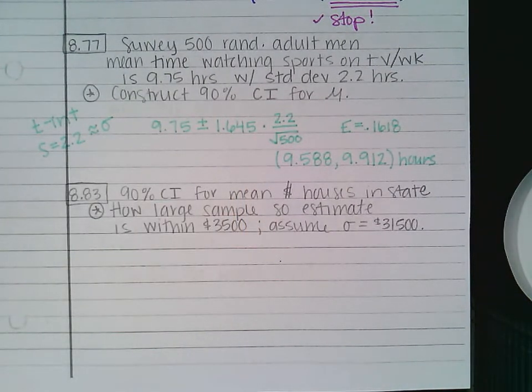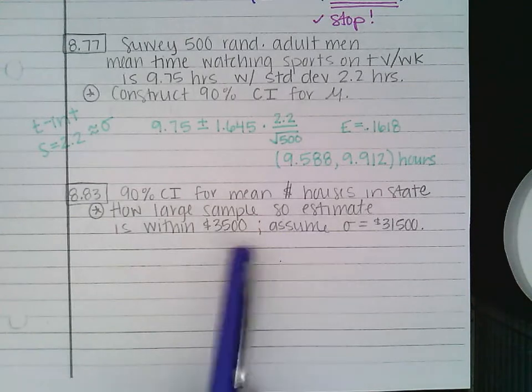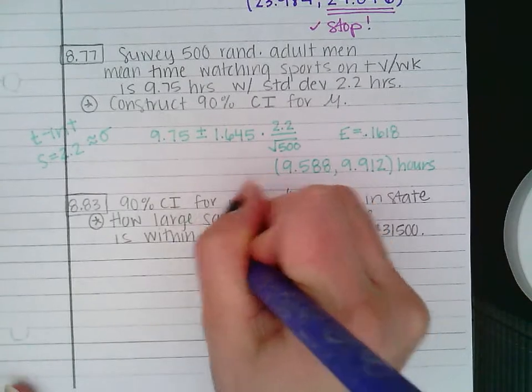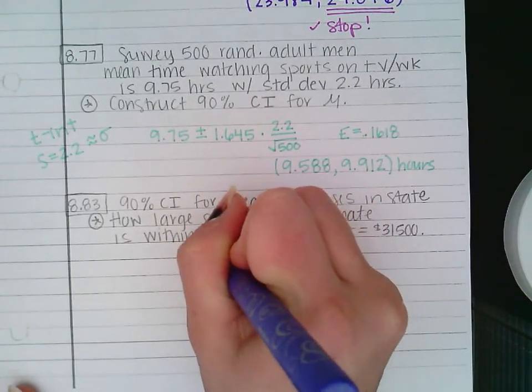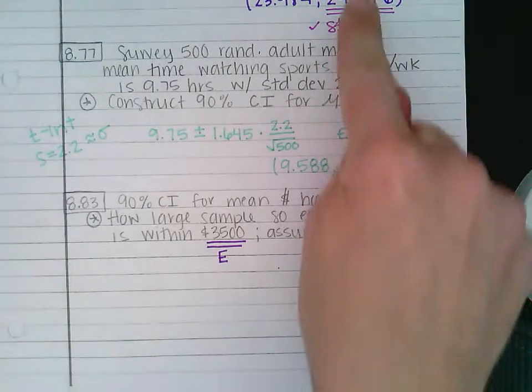All right, 83 is the next question here. So, a 90% confidence interval for the mean cost of houses in a state. How large of a sample do we need so the estimate is within that? Okay, so that is our error. And then we're assuming our standard deviation here. So we're just using this error piece here.